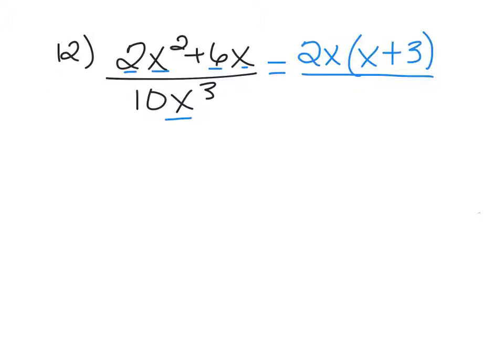10x to the third, that's a monomial. We can't factor anything out of that. It is what it is. So I'm going to rewrite that. Now I'm going to look for anything that I can simplify.